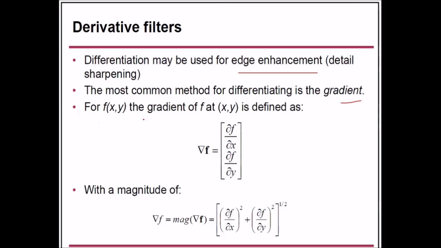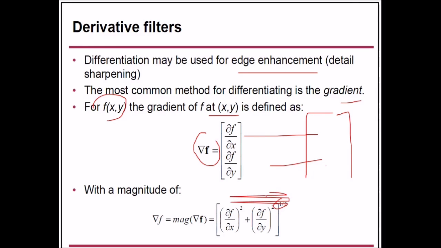For f(x,y), which is our original image, we can define the gradient of f at (x,y) as a matrix: the first entry is df by dx, and the second one is df by dy. The magnitude of this del f will be del f by del x squared plus del f by del y squared, all under the root to the power one half.